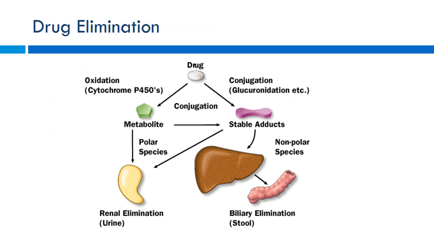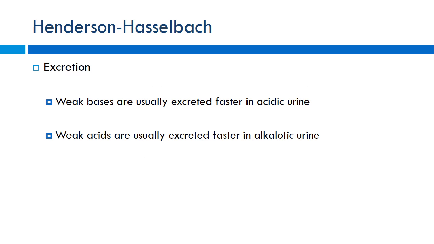Anyway, going into talking about excretion. As I mentioned, weak bases usually get excreted faster in acidic urine, and this is a little bit of a review, but I'll show you why this is important in a second. Weak acids generally get excreted faster in more alkalotic urine, just because they are more in a charged state. They're unable to be reabsorbed in the renal tubule and more likely to be eliminated in the urine.